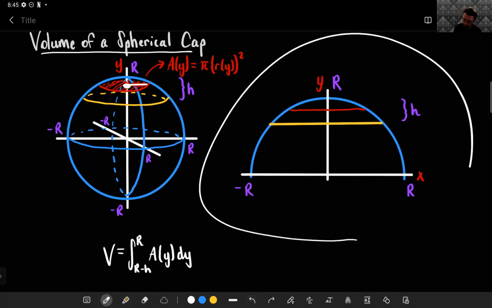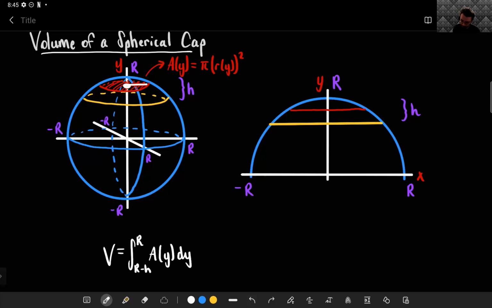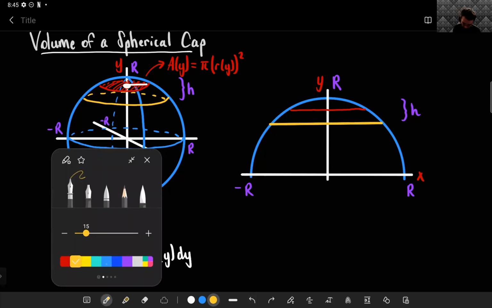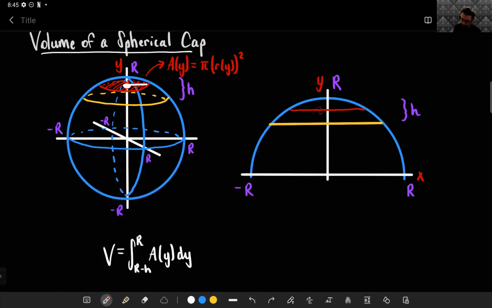So this is where this drawing is going to be useful. Let's go back to red. For this particular slice, this red line that we're looking at will basically be little r, this half length. So that's little r, and I want to find an equation for that in terms of y and maybe some other things.